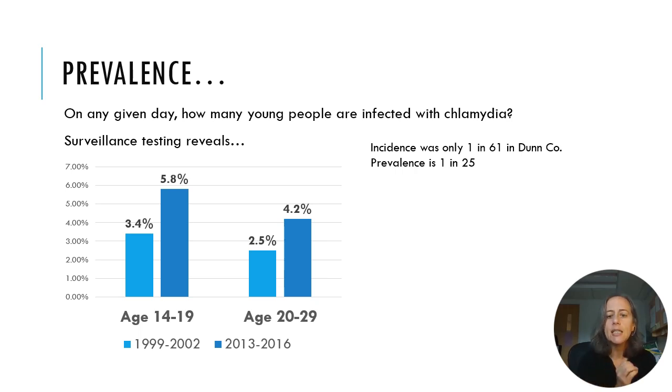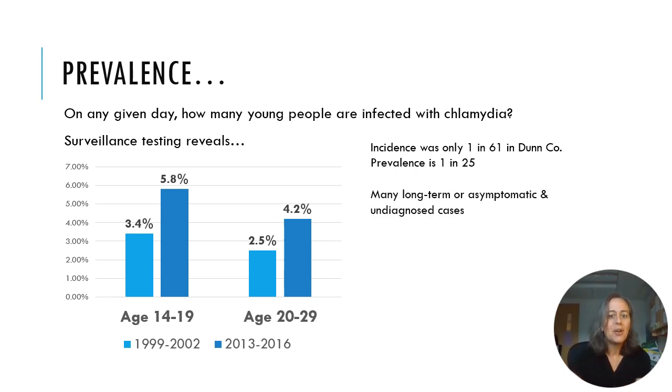Now, what's interesting is that the incidence was only 1 in 61 in Dunn County, right? So only 1 in 61 people actually got diagnosed with chlamydia. But we know when we go out and look for it that actually 1 in 25 people have it, right? So, oh gosh, that means that there's a lot of people who have it who aren't getting tested and don't know that they have it. Aha. Yes, that is why we still see lots of chlamydia.